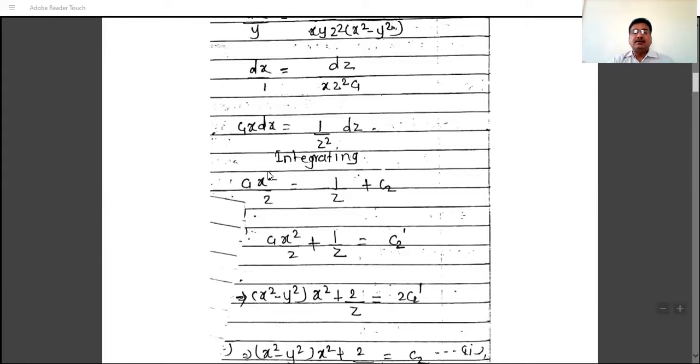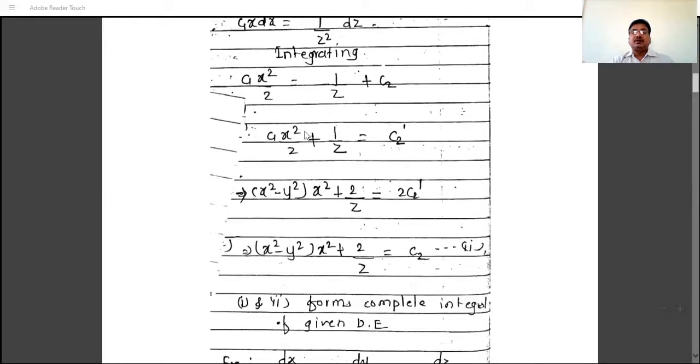We have x, integration of x is x square by 2. Integration of 1 by z square is minus 1 by z, because the derivative of 1 by z is minus 1 by z square. Or shift this z square to the numerator, that is, it is z raised to minus 2. And the integration of z raised to minus 2 is what? z raised to minus 2 plus 1 divided by minus 2 plus 1. Then again we have the answer minus 1 by z.